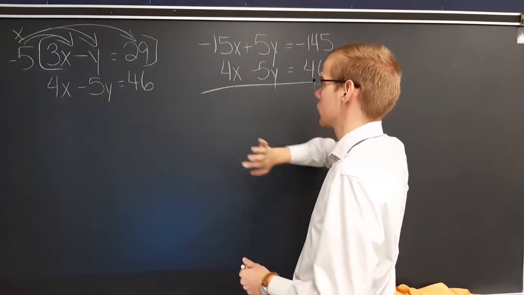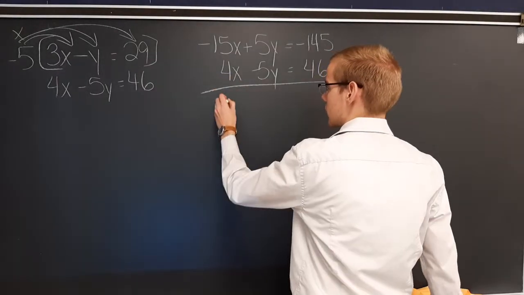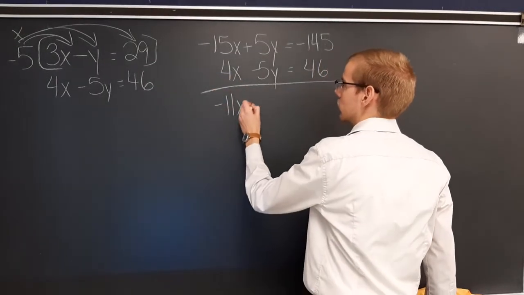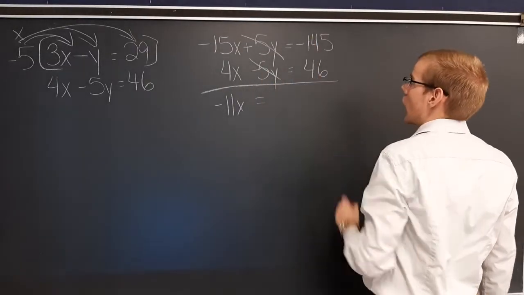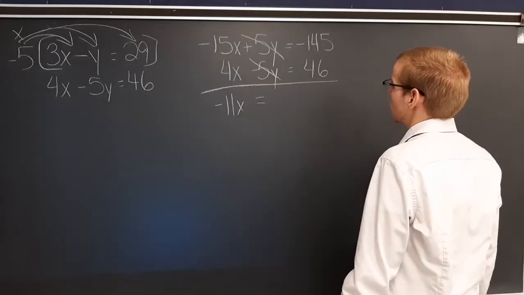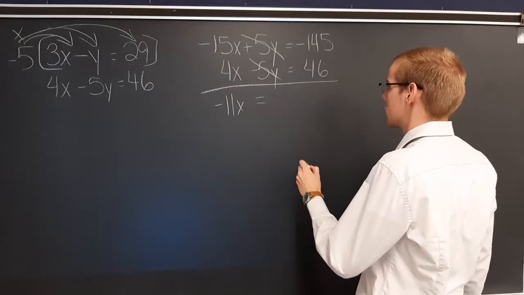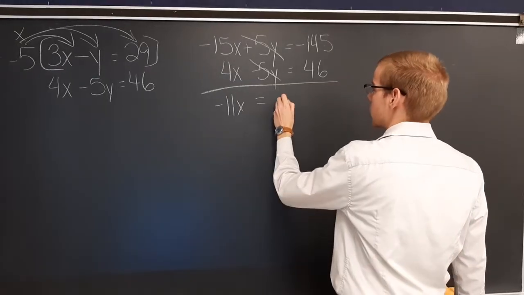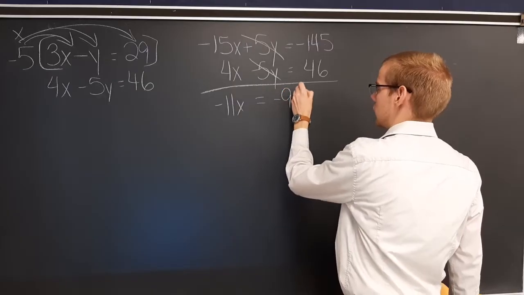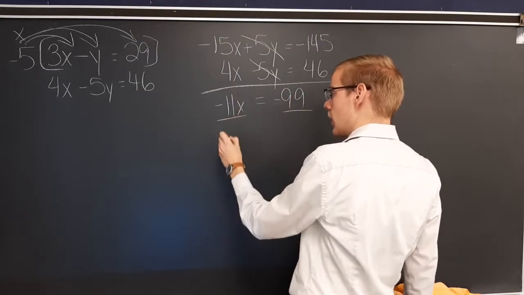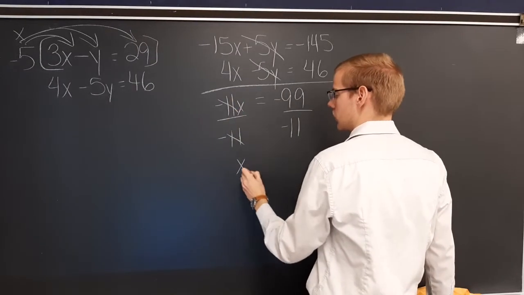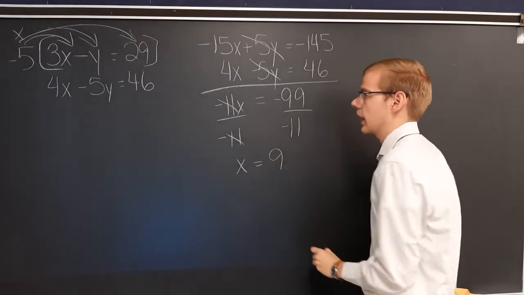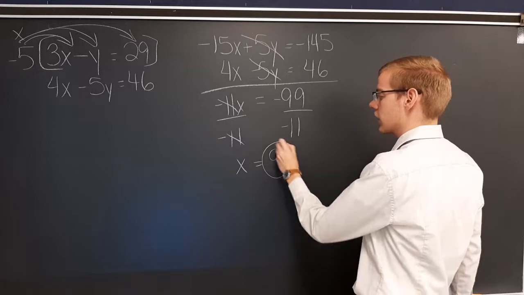-15 plus 4 is -11. And then these two cross each other out, equals -145 plus 46 is -99. Divide both sides by -11. X equals 9. Now we have our x.